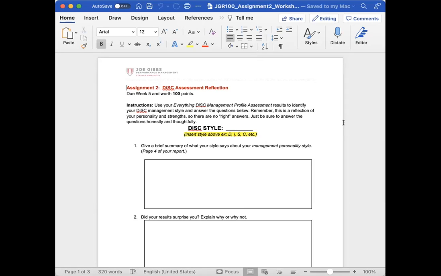So the instructions for the assignment say to use your DISC management profile assessment results, which you completed. You would have purchased this at the beginning of the quarter. You should click on it. I asked you to click on it then because while it was fresh and top of mind, you can go into it. So here we go.